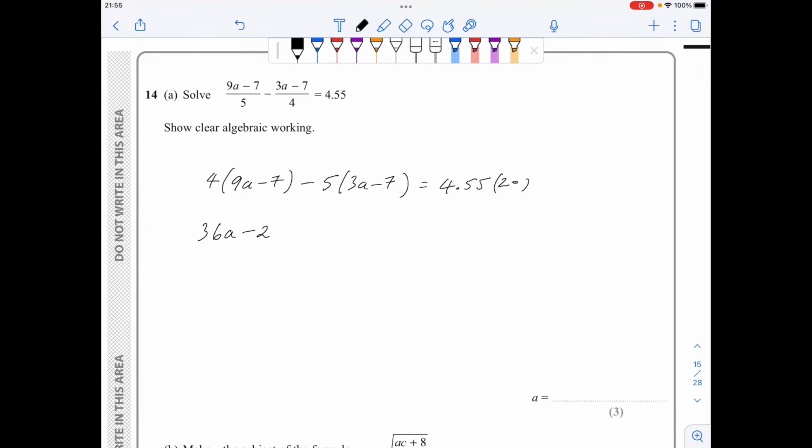36a minus 28 minus 15a plus 35 is equal to 91. So 21a plus 7 equals 91. 21a is equal to 84. So a is 84 over 21, which will give me 4.